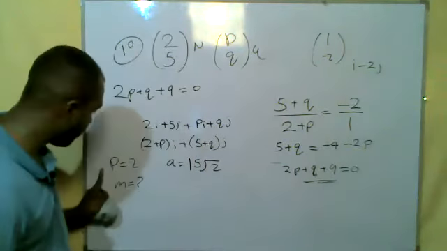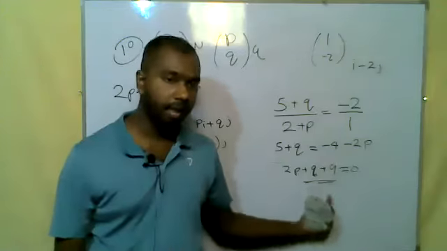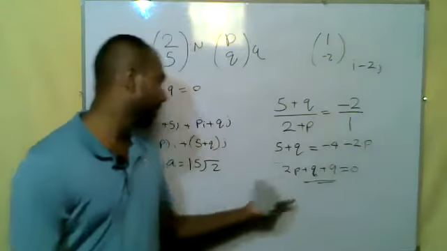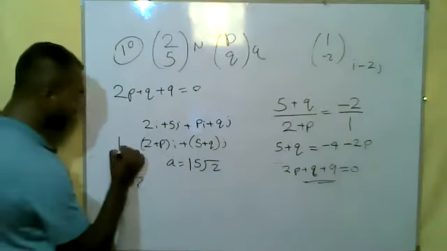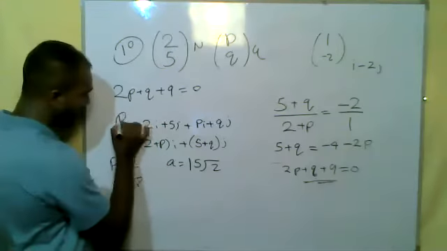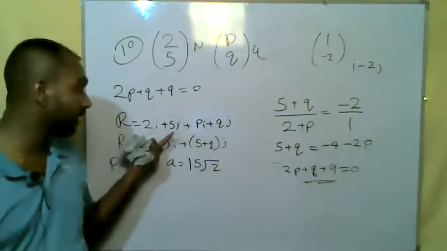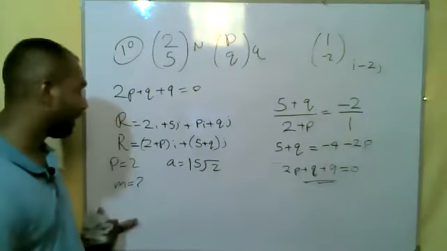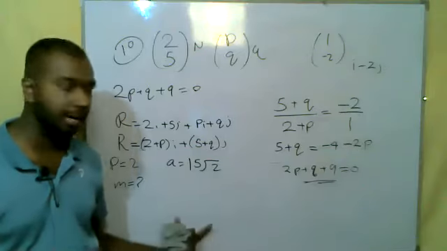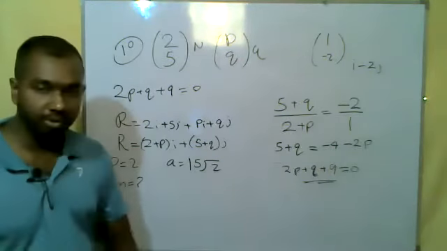If we know P, what can we find? We can find Q using this equation, no? Then we know the resultant force on the object. This was the resultant force, and so we can find the resultant force. And what can we do? We can apply force equals mass times the acceleration to find mass. Quickly, what do we have to do?